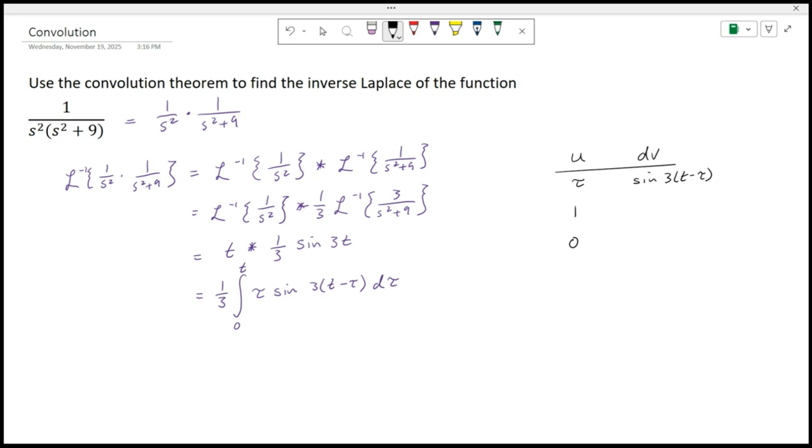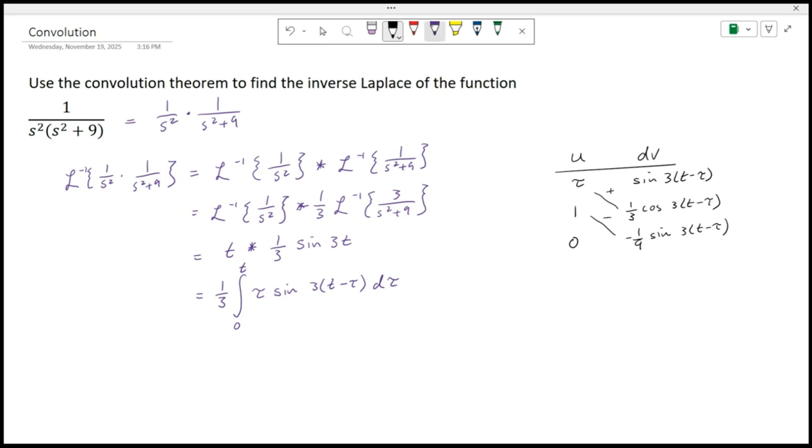Now I'm going to integrate down the right side the same number of times. The integral of sine is negative cosine, but using the chain rule, I'm going to end up with a negative 1/3 out front. So that's going to be positive cosine of 3 times t minus tau. And then the integral of that is negative 1/9, again from the chain rule, times sine of 3 times t minus tau. For the tabular method, you multiply the diagonals, alternating the sign plus, minus, and so forth.